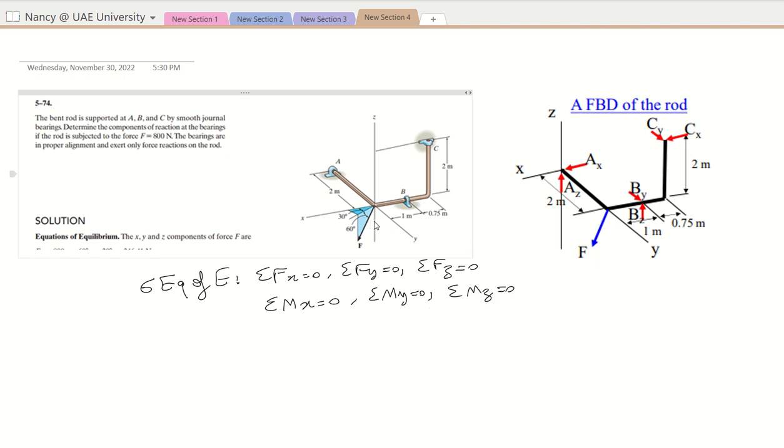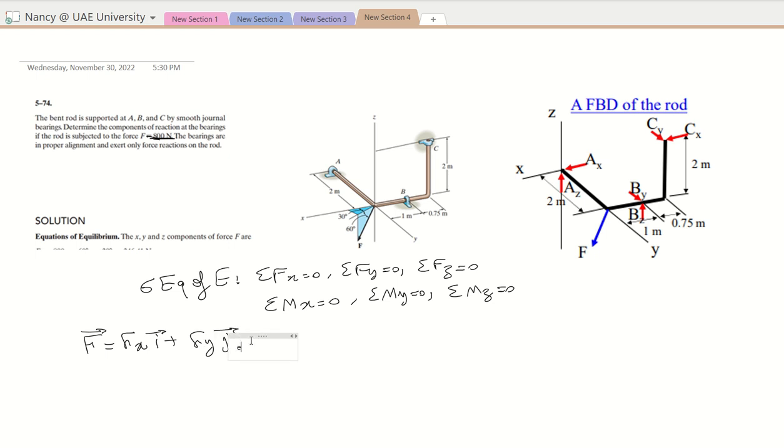Now, the first step, because here they gave you the force F as magnitude, which is 800 Newton, we need to write it in the Cartesian form. So F is equal to a component in x, Fx i, plus Fy j, plus Fz k. Okay, and we need now to find Fx, Fy, and Fz.